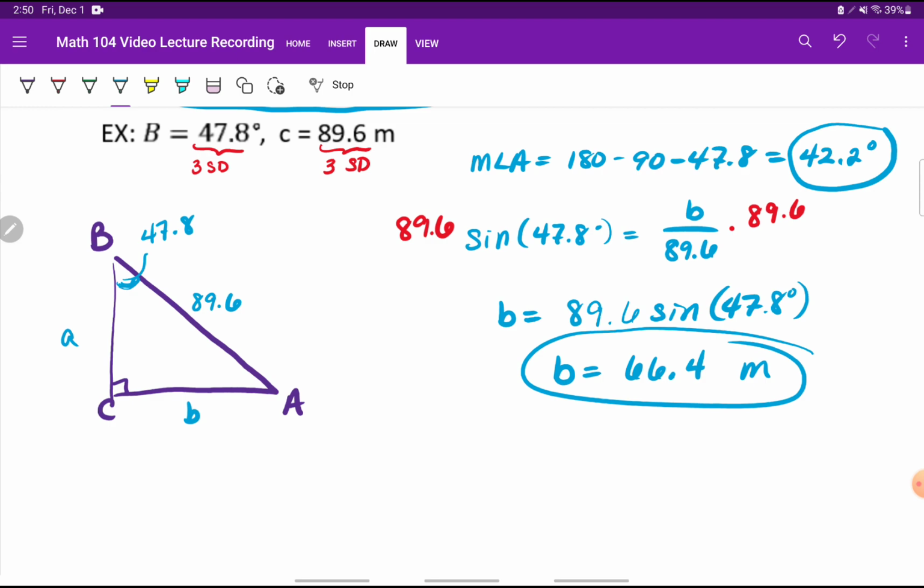Next, we'll find side A. From our given angle B, side A is the adjacent side. So adjacent and known hypotenuse, we'll be using cosine. Cosine of 47.8 degrees is equal to our side A over 89.6. We'll multiply both sides by 89.6.